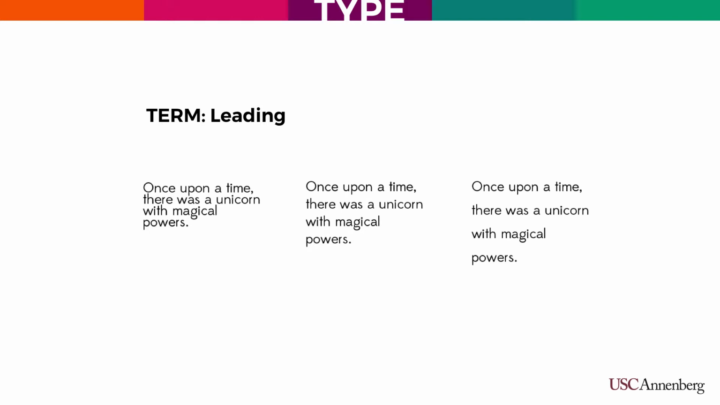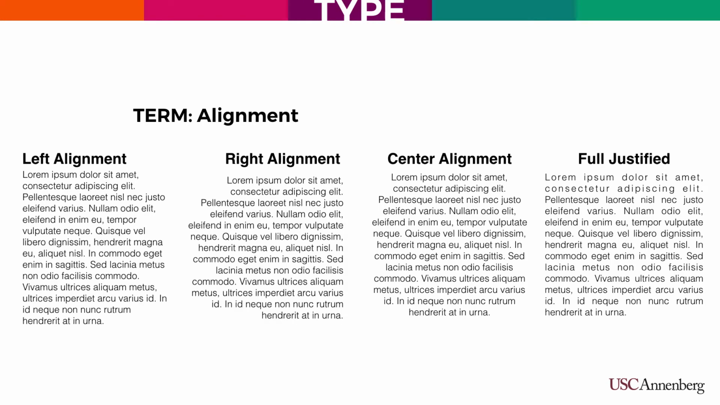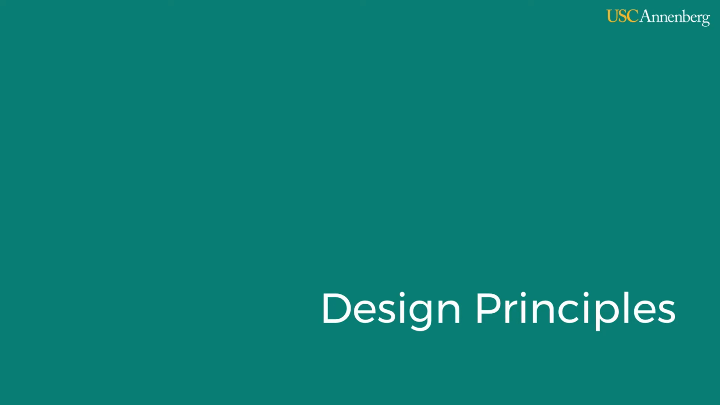And lastly, we have alignment. Text alignment is the setting of text flow relative to a page, column, or cell. These are the four different alignments you'll see: right align, left align, center align, and full justified. Next, we'll cover design principles you should know.